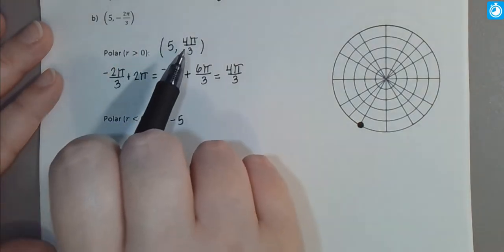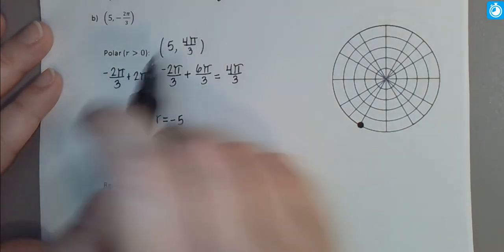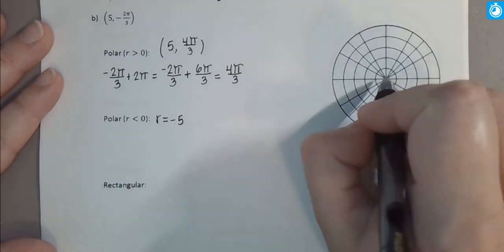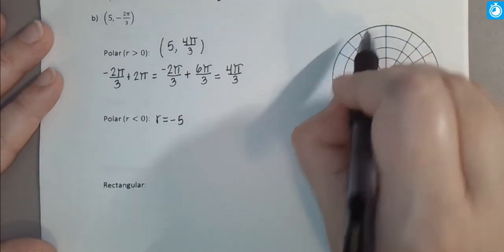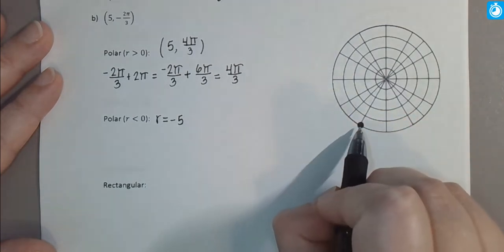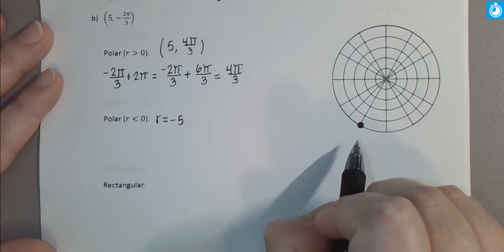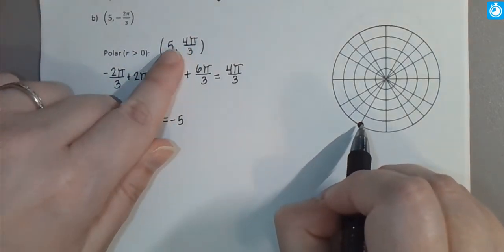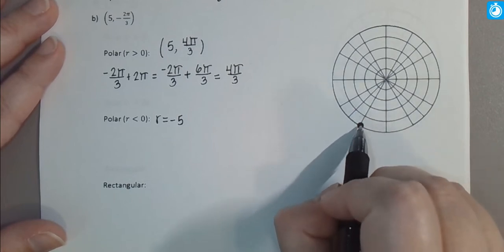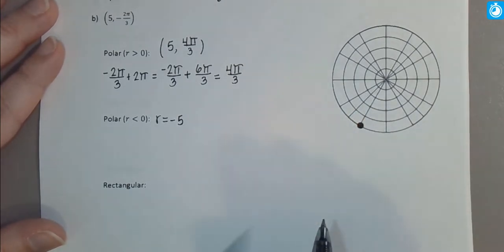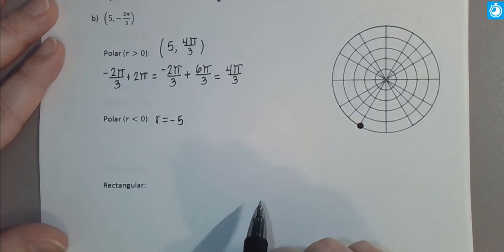So let's verify that this does in fact represent the same location. So 4 pi over 3, starting from the polar axis, pi over 3, 2 pi over 3, 3 pi over 3, 4 pi over 3. Okay, so that takes us to what looks like probably a similar location. And then if r is 5, again, that tells us we go out to the 1st, 2nd, 3rd, 4th, 5th ring. So that does in fact take us to the same location.